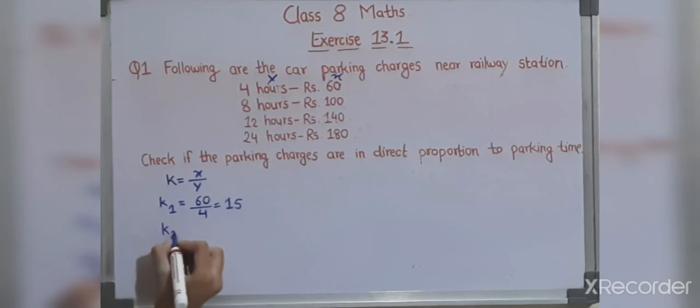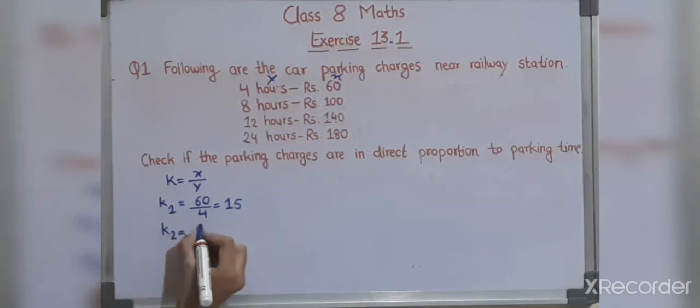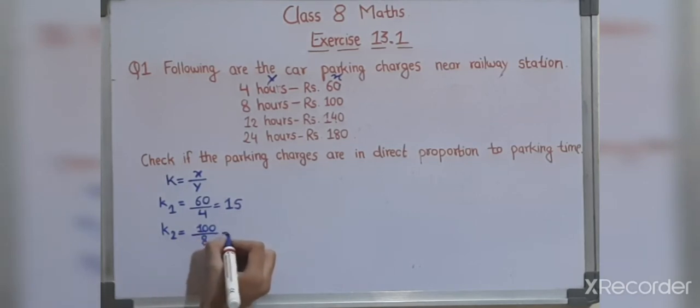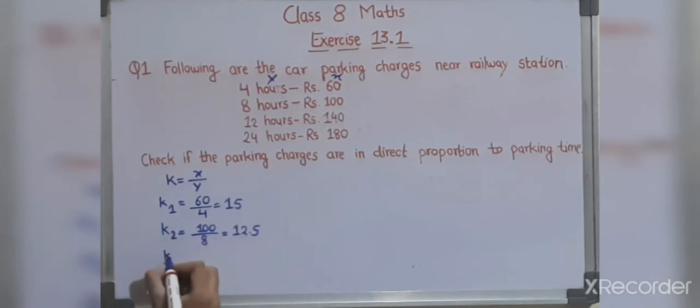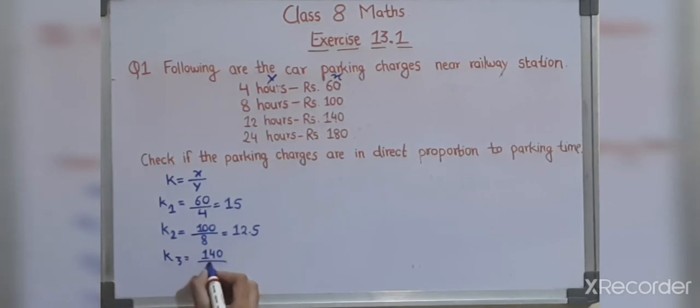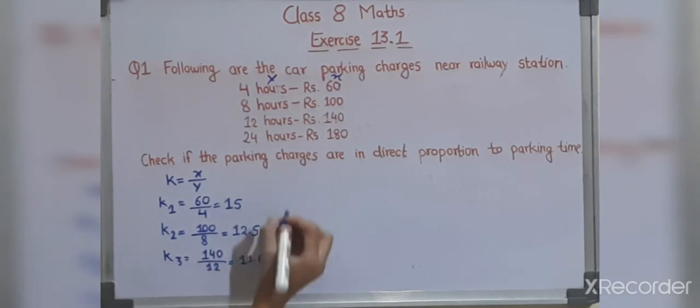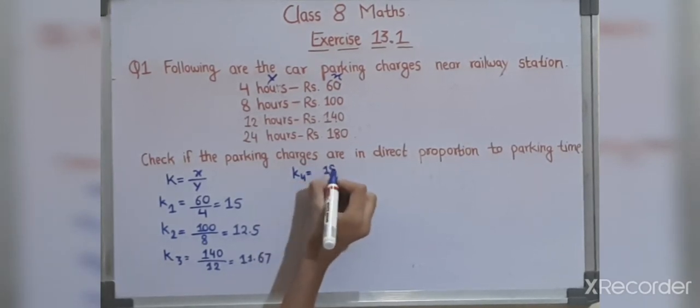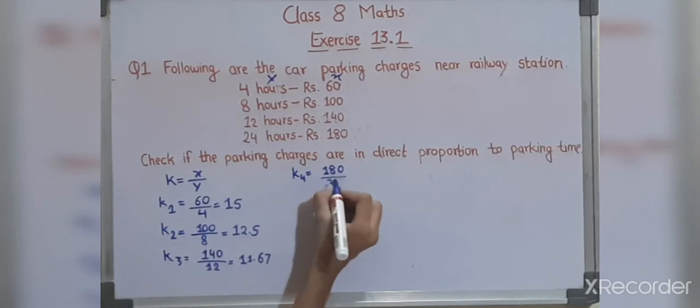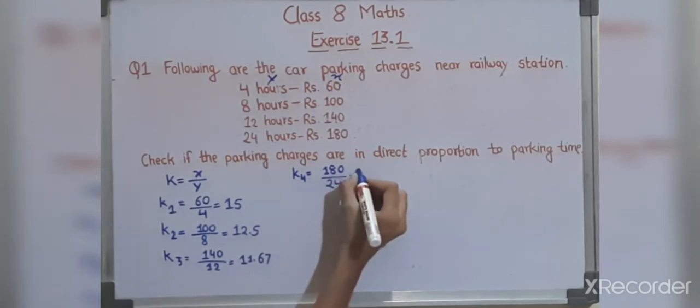In K2, X is rupees 100 upon Y is 8, which is equal to 12.5. In K3, 140 upon 12, which is equal to 11.67. In K4, 180 upon 24, and this when divided becomes 7.5.